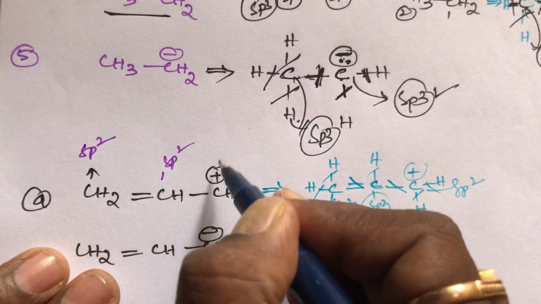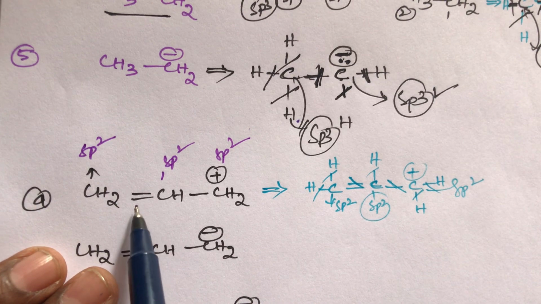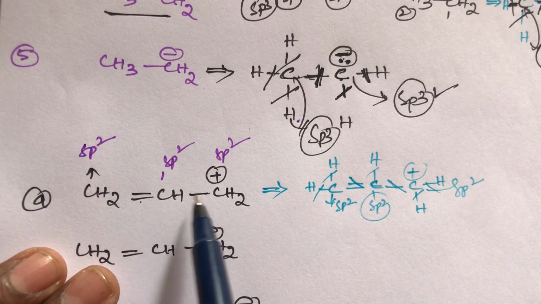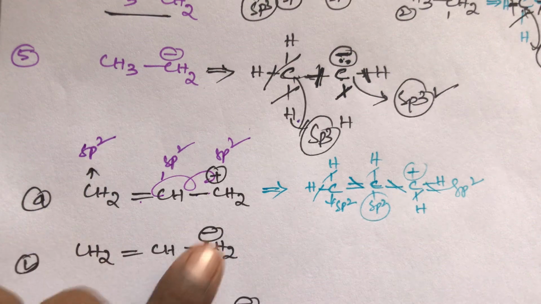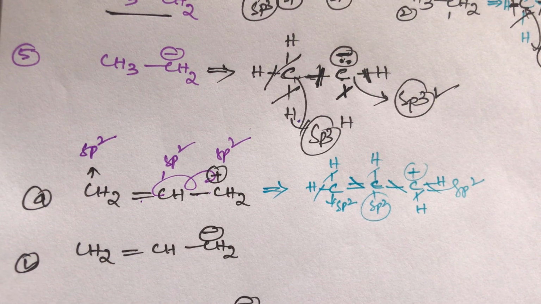This is also sp2, this is also sp2, this is also sp2. And one more thing, student: this conjugation is there, double, single, positive. This positive charge is participating in the resonance. One more thing, so all carbons will undergo sp2 hybridization.